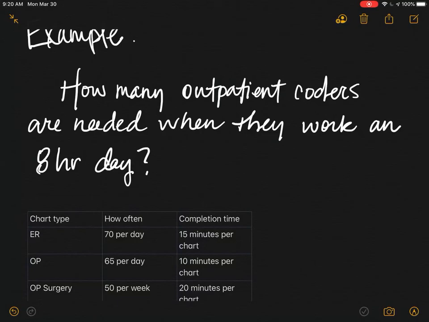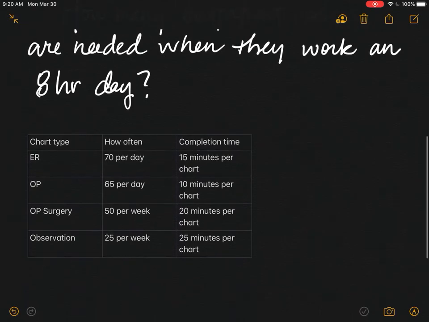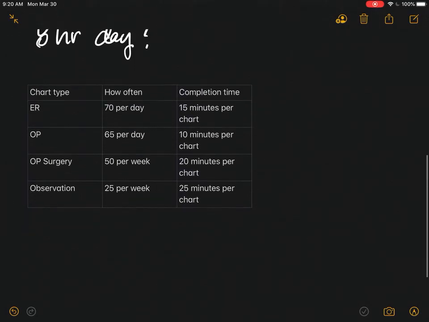Our question was, how many outpatient coders are needed when they work an 8-hour day? We're talking about a 5-day work week, Monday through Friday. So now we need to figure out how many minutes it is going to take to complete all of this in a 5-day work week. How many staff do we have to have?